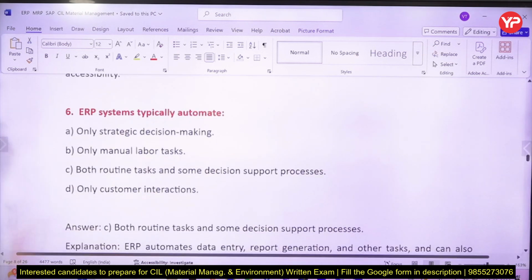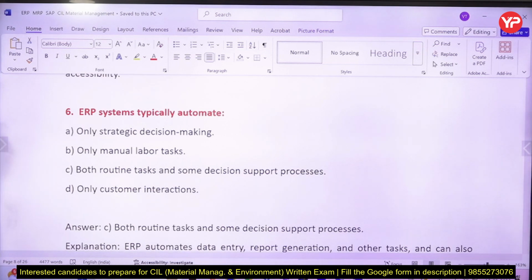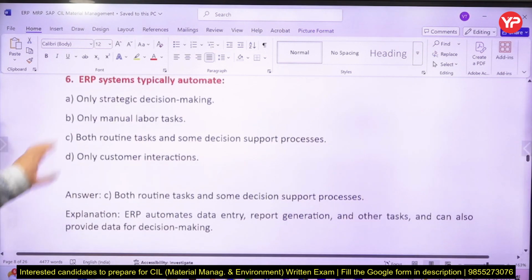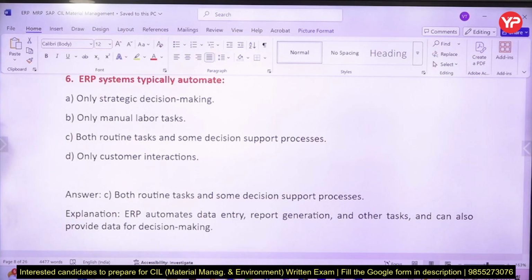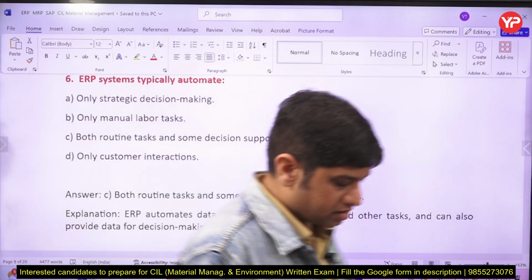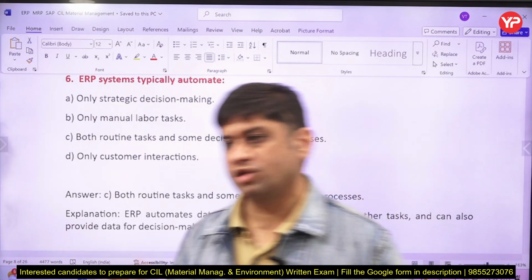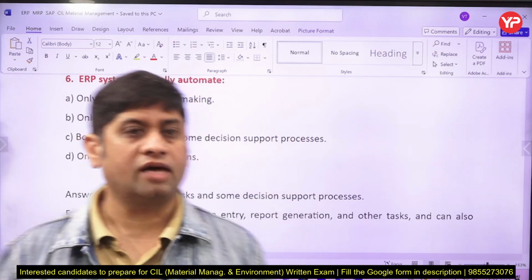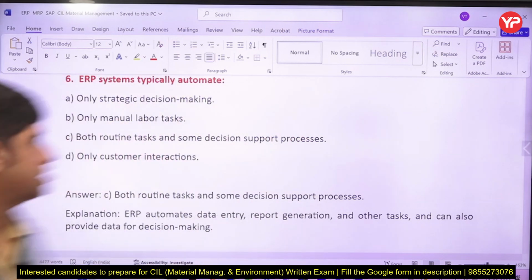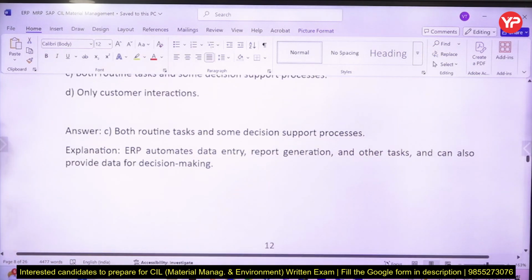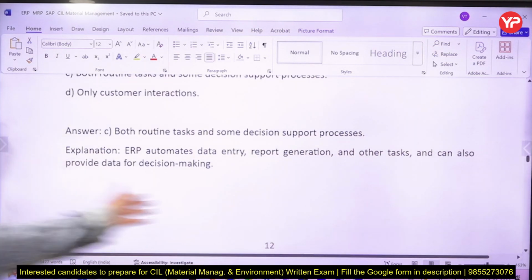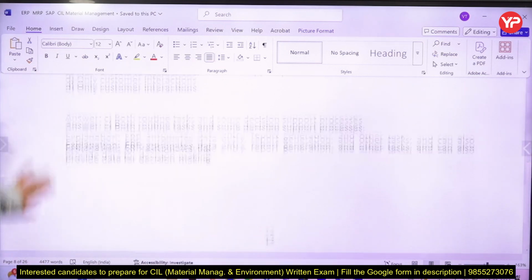What will ERP automate? The ERP system automates both routine tasks and some decision support processes. It will automate not only strategic decisions but even routine tasks, because ERP tries to remove redundancies and automate routine tasks, so the employee's time does not get wasted on routine tasks which can be done normally. That particular thing is removed. ERP automates data entry, report generation, and some other tasks.